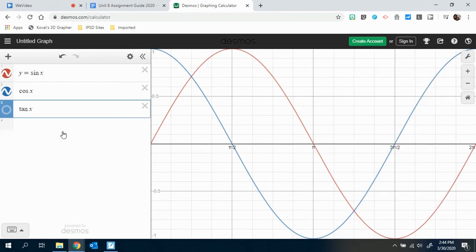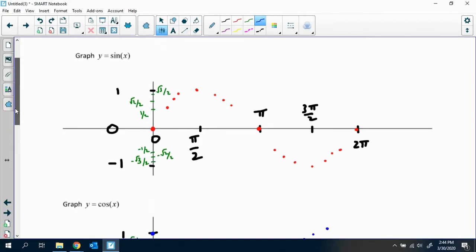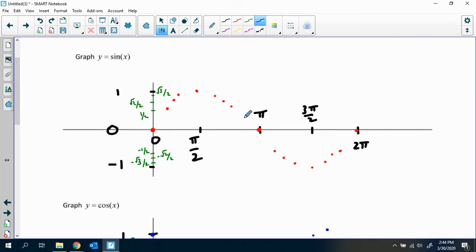If I graphed one period of this and I look at y equals sine of x, it looks a lot like what the dots look like. So basically, in order to graph this, I would just connect the dots. And then I have a pretty good sketch of what sine of x looks like.